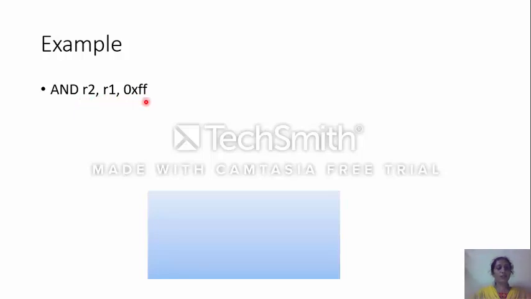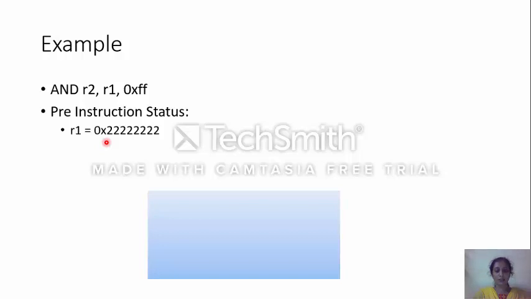So here, instead of ANDing the contents of two registers, I have ANDed R1 with a direct number FF. When I say FF, it is actually a 32-bit number. The pre-instruction status is that R1 is all 8 digits 2222. Remember, a 32-bit number means 8 digits are there. So what will be the output of this instruction? Can you guess? Take pen and paper, perform the operation and tell me the result.